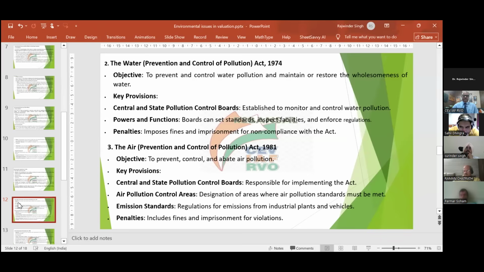and it designates the areas where air pollution standards must be met, especially in industrial areas, etc. It also sets the regulations for emissions from industrial plants and vehicles, and penalties. It includes fines and imprisonment for violation. And remember, noise pollution also comes under the Air Pollution Act. Certain decibel levels are allowed in different zones, and if the noise is more than that particular decibel level, then it will be called noise pollution.